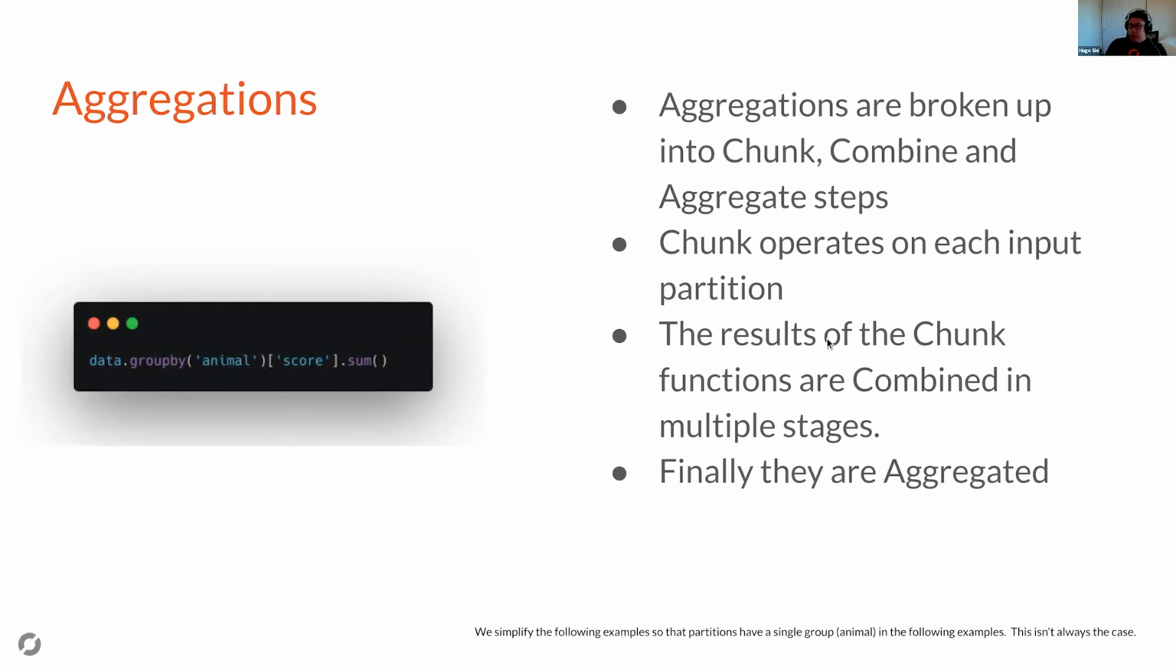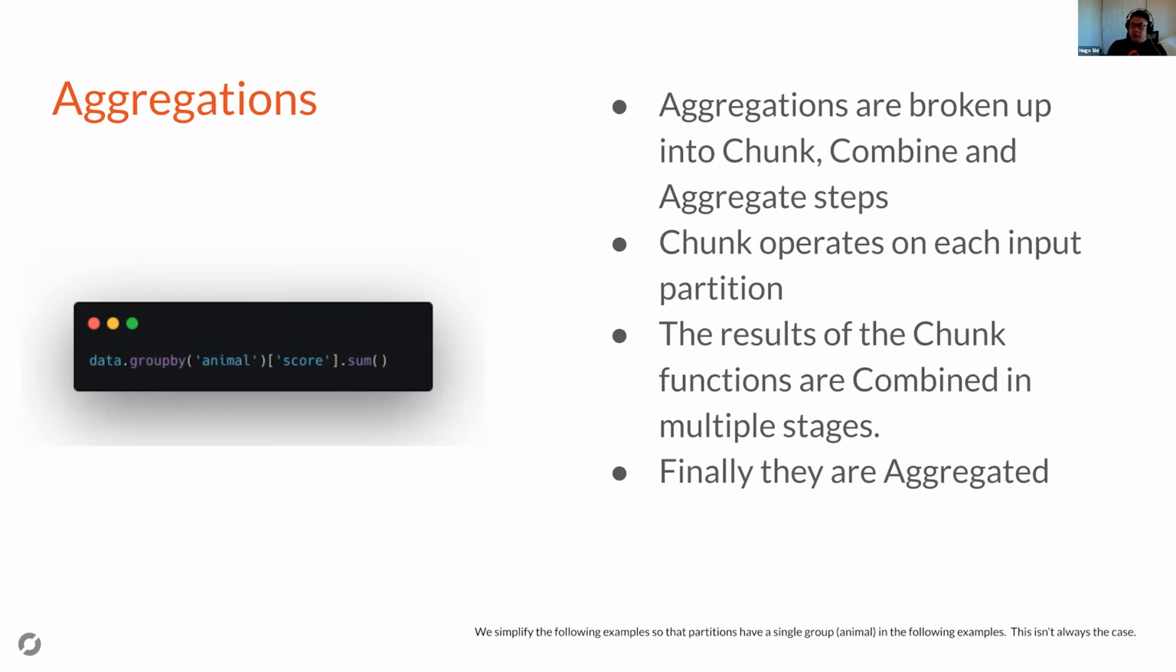So we're going to start with aggregations and then talk about what you can do when your aggregations fail. And then we're going to talk about applies and talk about what you can do when the applies fail. So in Dask, aggregation operations are broken up into a chunk, a combine, and an aggregate step. The computation is broken up into 3 phases.